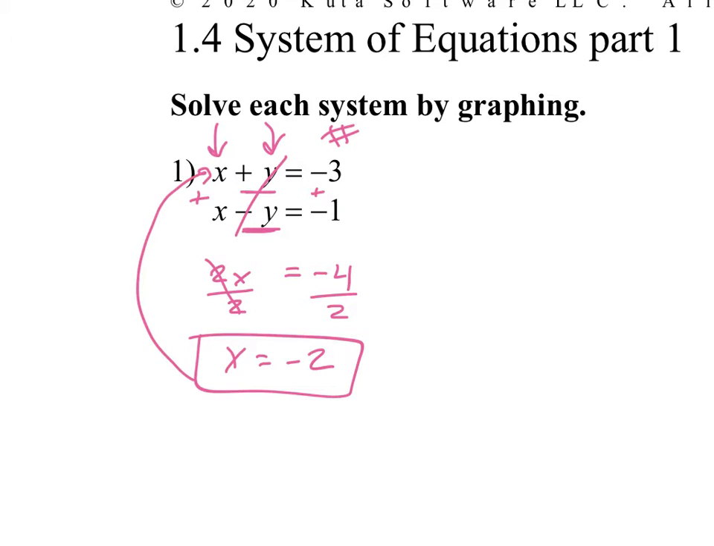So now that we have a value for x, we can take this number, plug it into x in one of our equations, and solve for y. So it doesn't matter which one we plug it into. I'm just going to plug it into the first one. So we have negative 2 plus y is equal to negative 3. To get y all by itself, I'm just going to add 2 to both sides, so it'll cancel out on the left, and we get y is equal to negative 1.